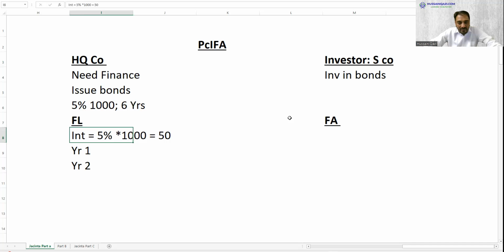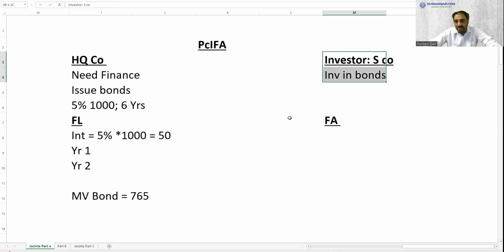So for that particular reason, the bond's market value has now deteriorated. The market value before this announcement is, for example, 1,000, but after that announcement, the market value of the bond is equal to, let's suppose, 765. Here the S company investor is also very much worried.